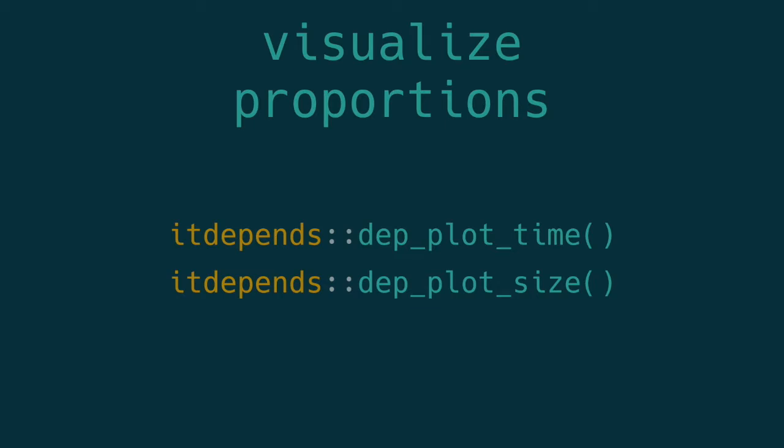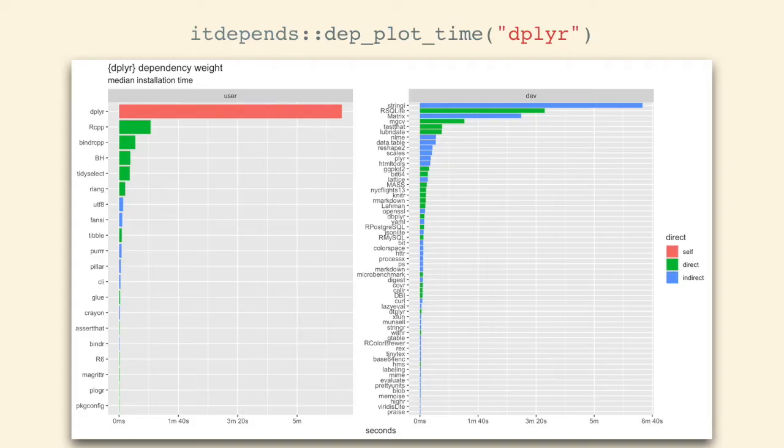So those are all about weighting the various dependencies. The next part is about visualizing those weights. There are two functions to do this right now, one to visualize the installation times and one to visualize the binary sizes. In this plot, the left-hand facet is the user dependencies, and this is for the dplyr package. The right-hand plot is for the development dependencies, so we should mostly focus on the left-hand plot.